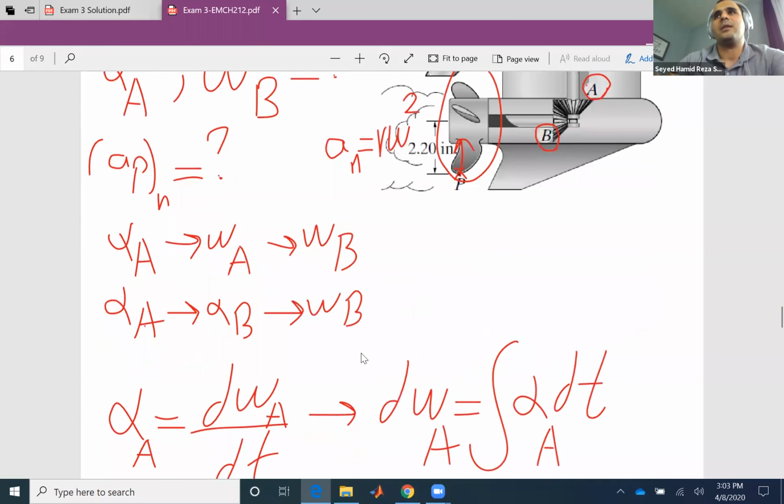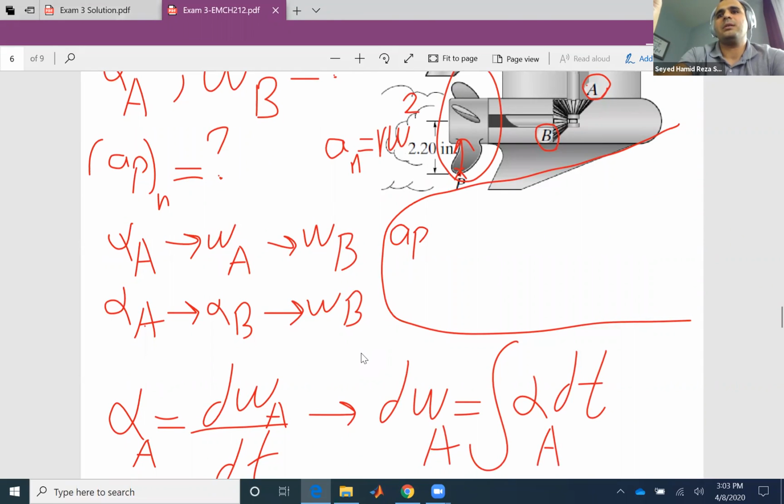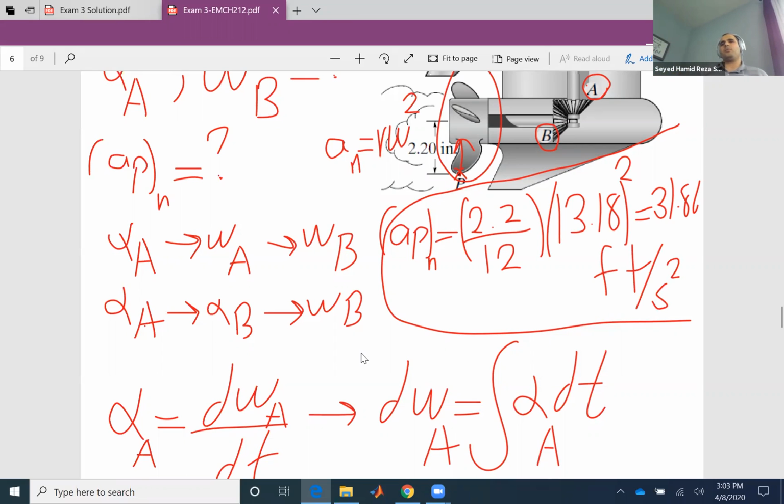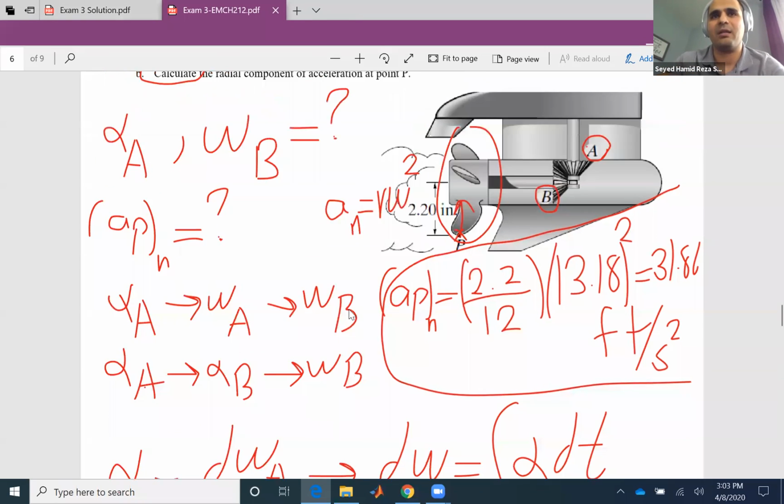So let me calculate that. I can perhaps calculate it here. So AP, the radial component or the normal component, is r omega squared. I have r is 2.2 inch, so I divided by 12 to get it in feet, and then omega is 13.18. That would be 31.86 foot per second squared. So I found the acceleration, the normal component of acceleration, or radial component of the acceleration.